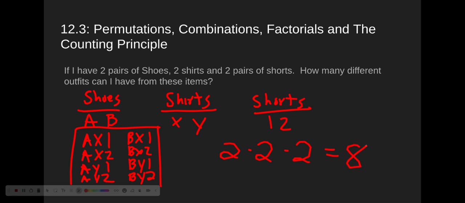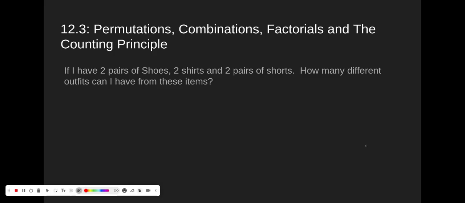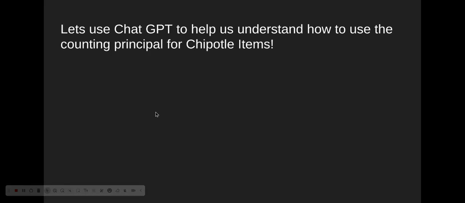To figure out how many total possible outcomes you can have, you multiply the number of entries from each subcategory, okay? All right, so now let's use ChatGPT to help us understand how to use the counting principle for Chipotle items.